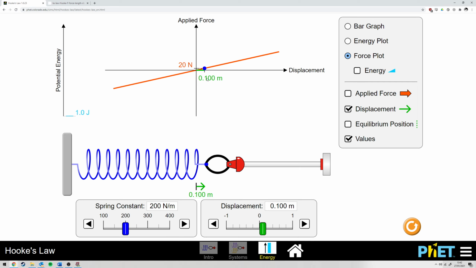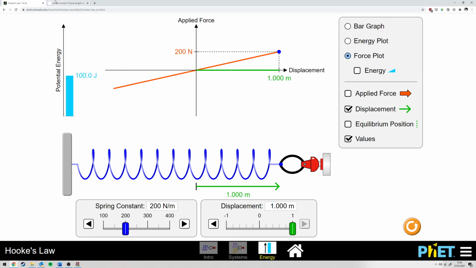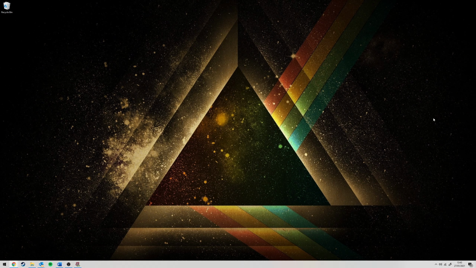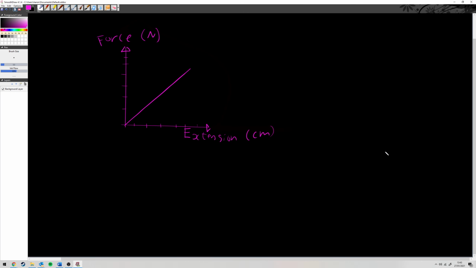So if I, again, do it the other way around, if I multiply this by 10, this should multiply by 10. So from back up to 1 meter, that should be 200, and it does. Now, when we do this experiment, we plot this graph, force and extension, and we come up with the equation F equals K times E. I won't get too mathsy with this because you should be able to relate this back to the equation for a line, as in y equals mx plus c, but we won't do that.